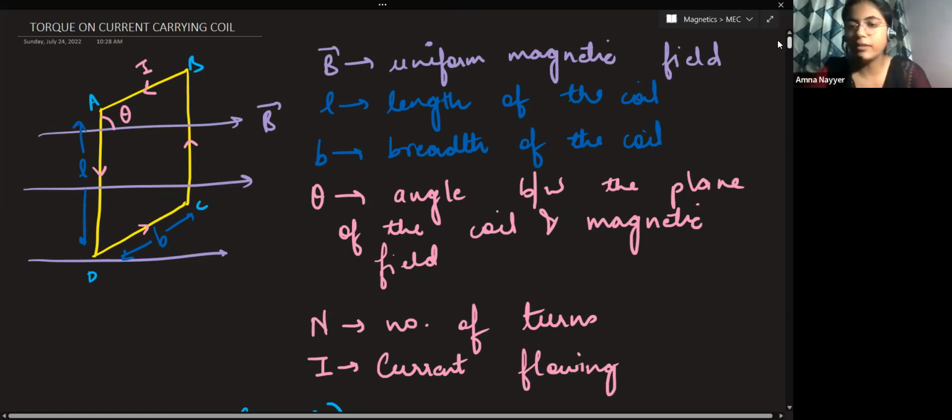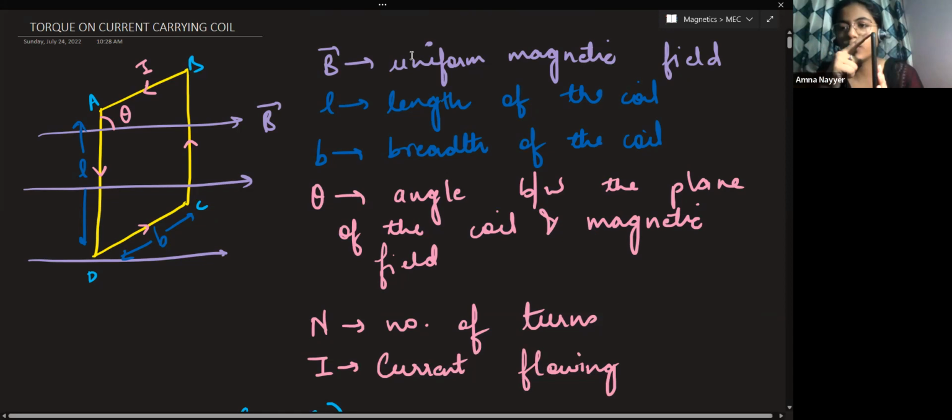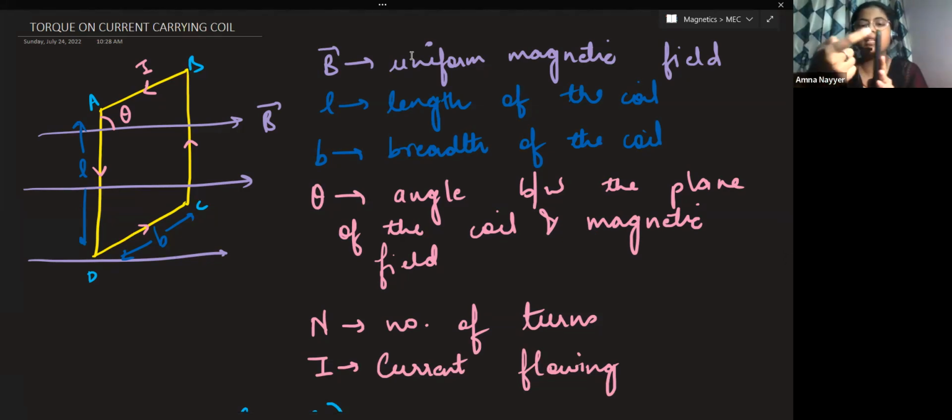So for FAB, this was the rectangular coil. Current is flowing towards me. Can you see this in the coil? B to A it's going. That is, it is moving like this. So this is the direction of flow of current. It's flowing towards me. Now I have to curl my fingers where? Towards the direction of magnetic field. That's what we have studied.